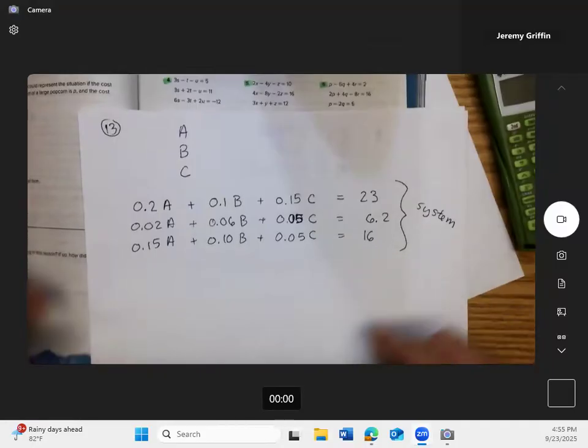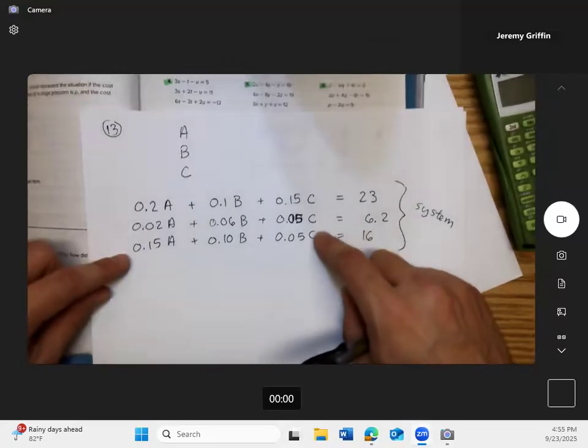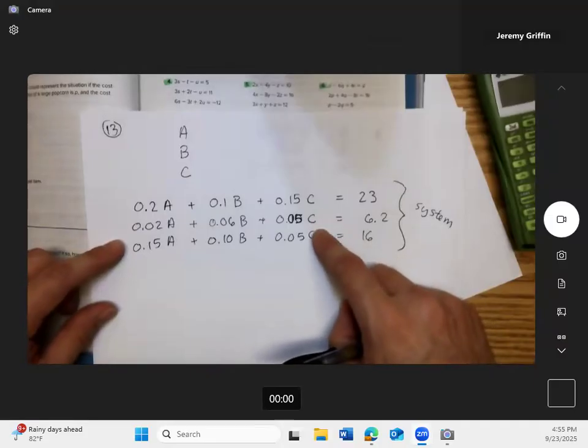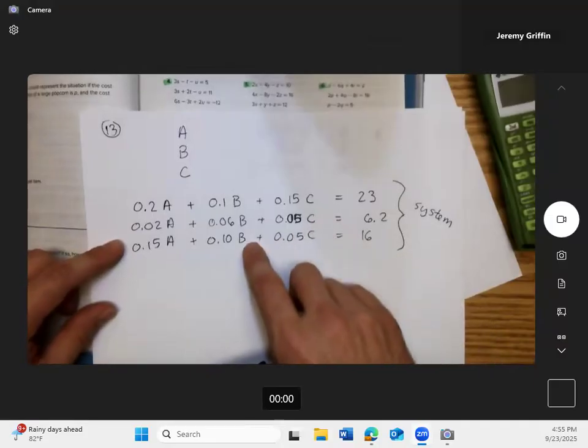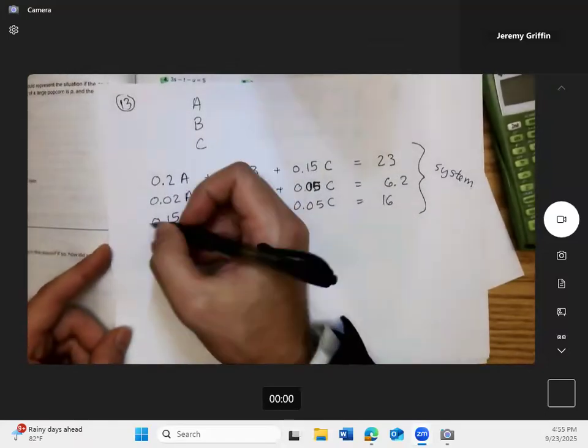I see, and I'm just gonna start plugging and playing with this thing. I do see if I subtract these two expressions from each other, I can eliminate C. I'll just get it in terms of A and B. Okay, that might be helpful. Let's see what happens then.